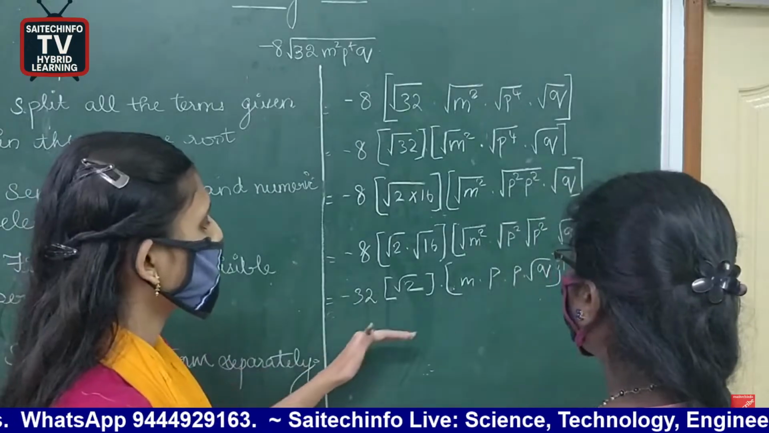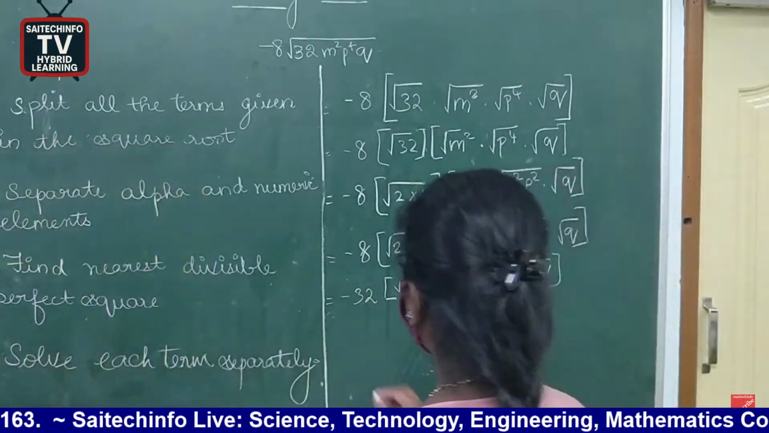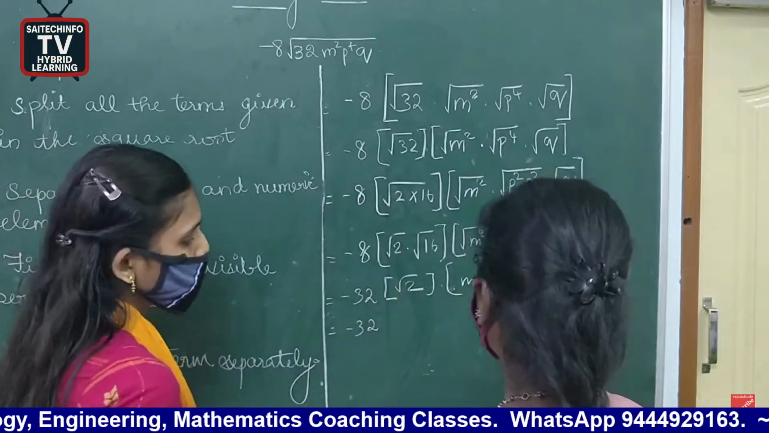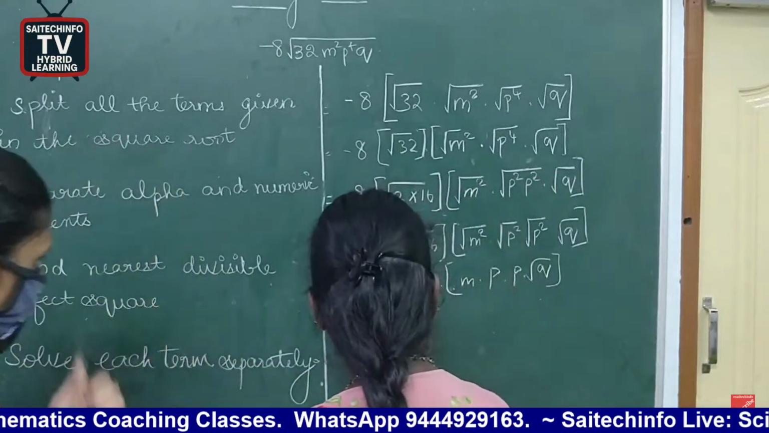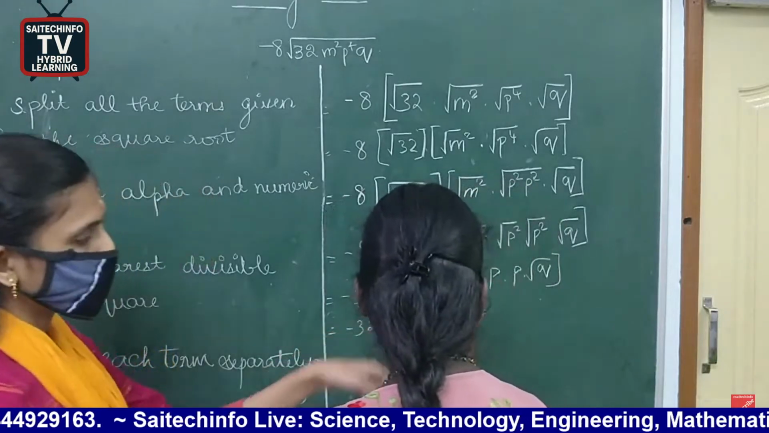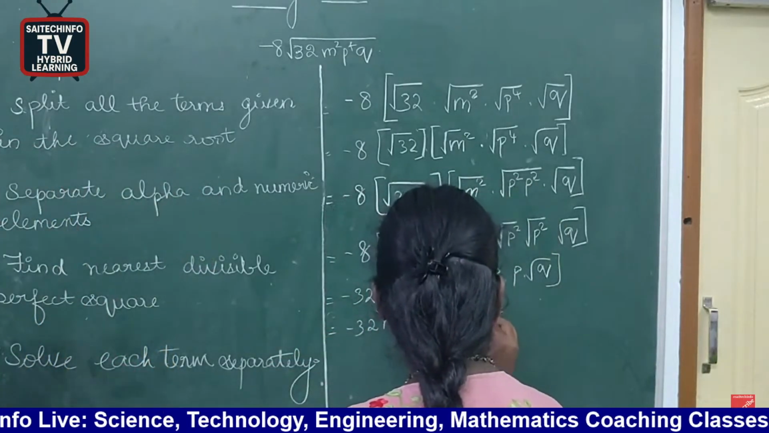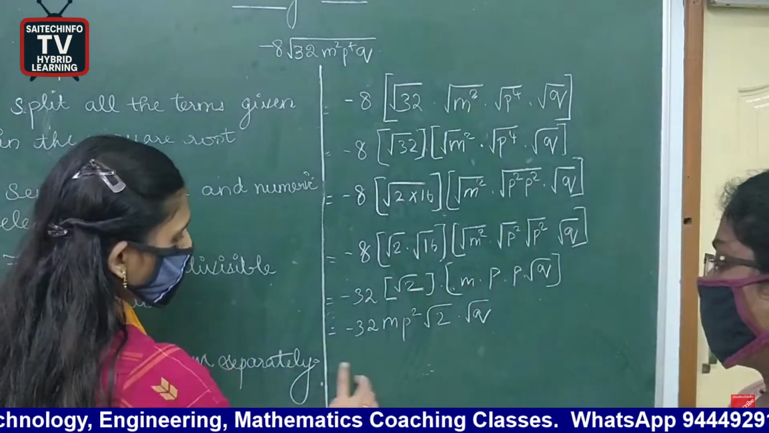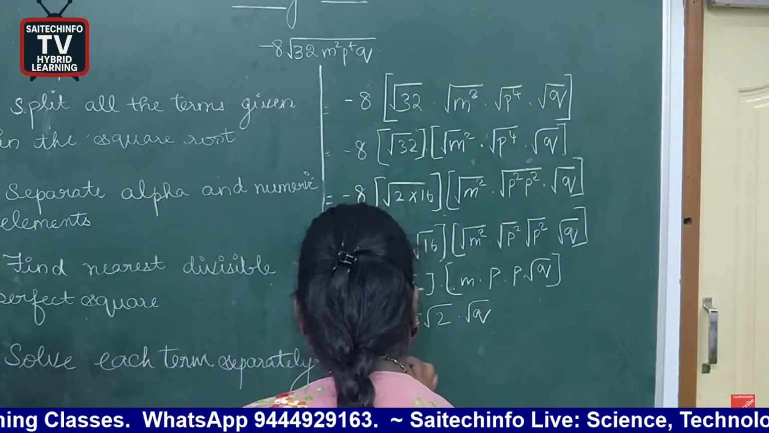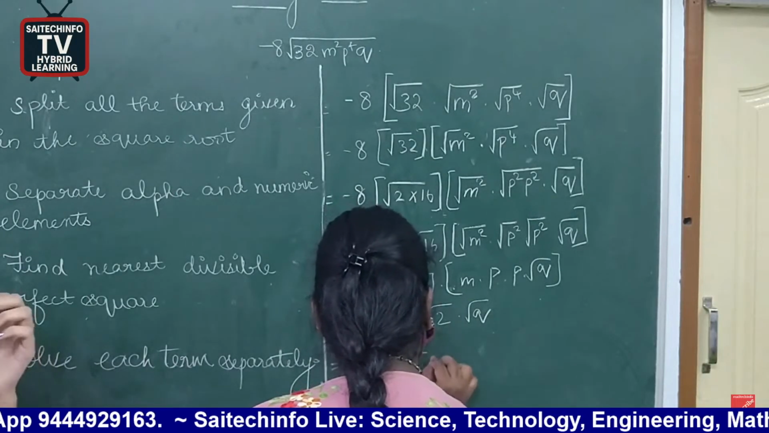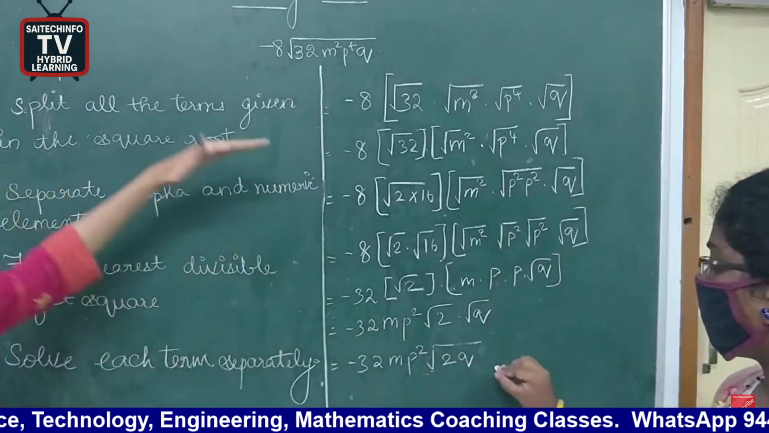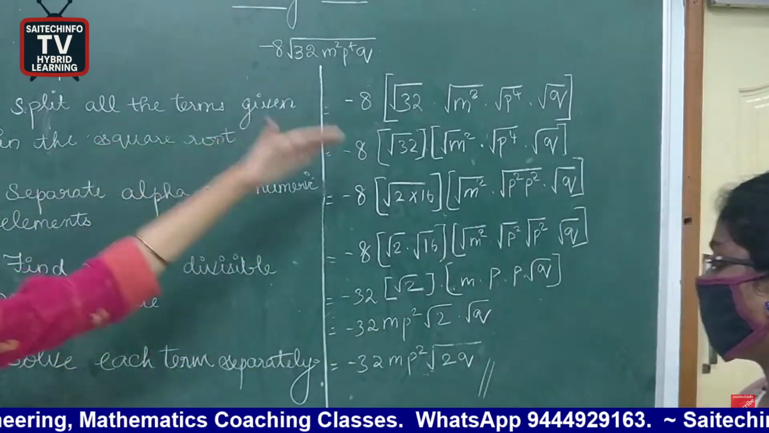Now we are going to rearrange it. So it is equal to minus 32, p into p gives p square, so m p square into root 2 into root q. We combine these two. The last step, the final answer we get, is minus 32 m p square whole root of 2q. So this is the final answer. We followed these steps to get the final answer.